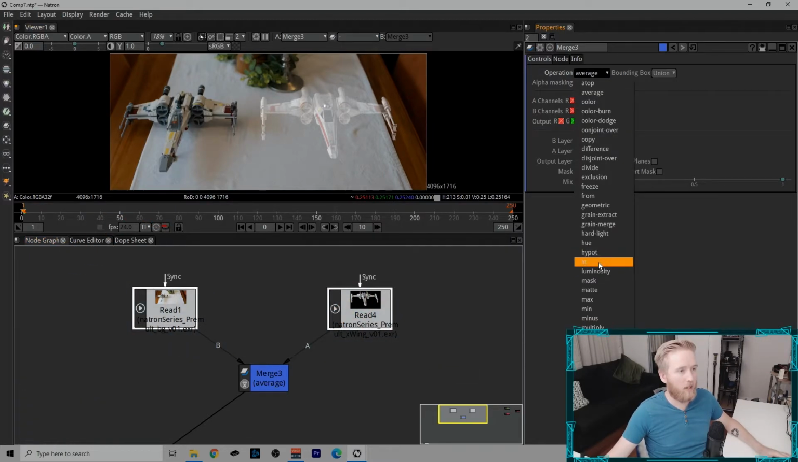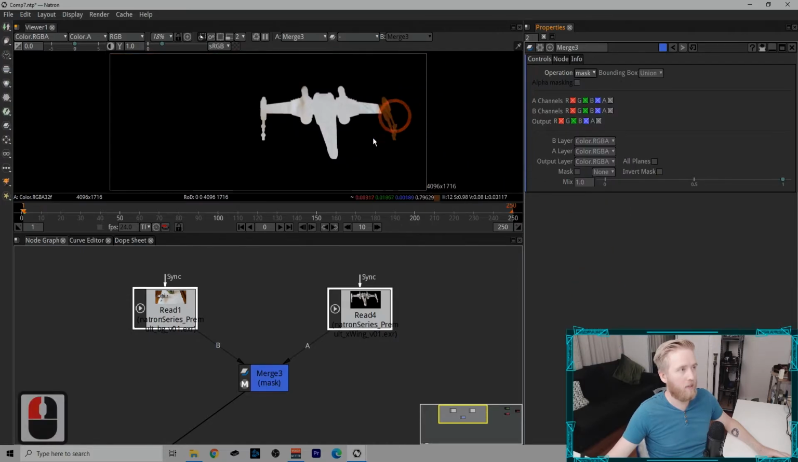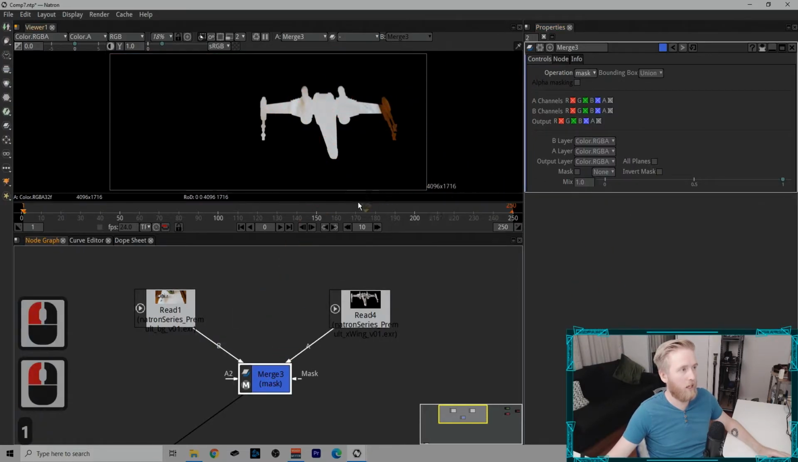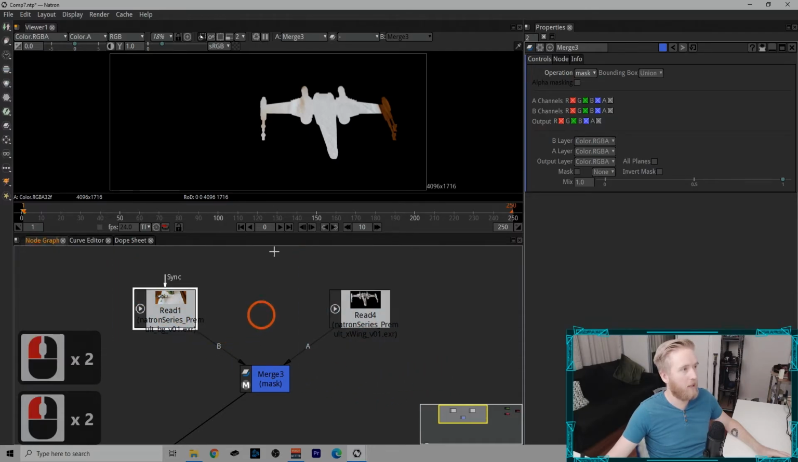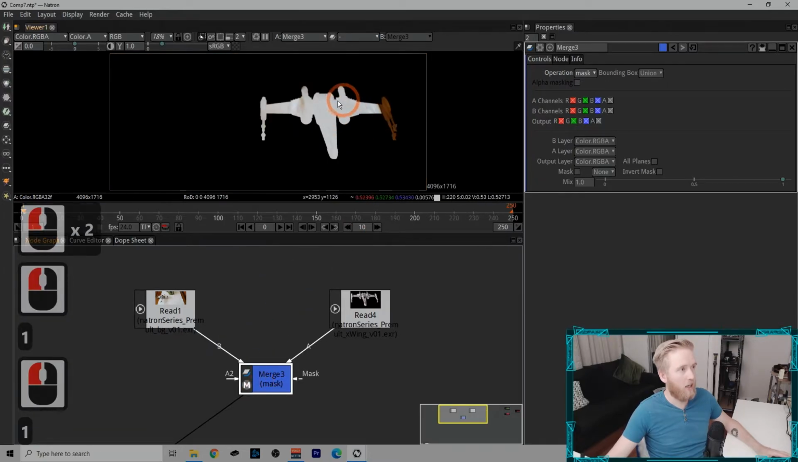Some people use in, I use mask. They work very similarly. It just says whatever's inside the mat from the A pipe, keep it. And as you can see, there's the pixel values from the background revealed through the alpha channel.